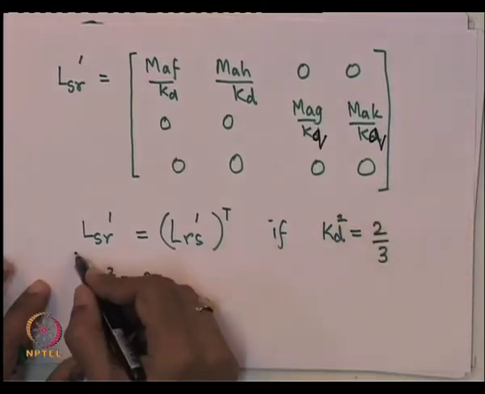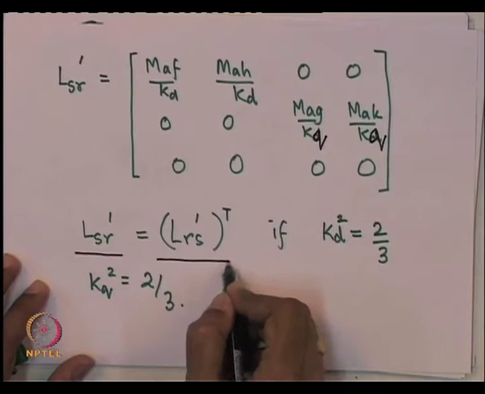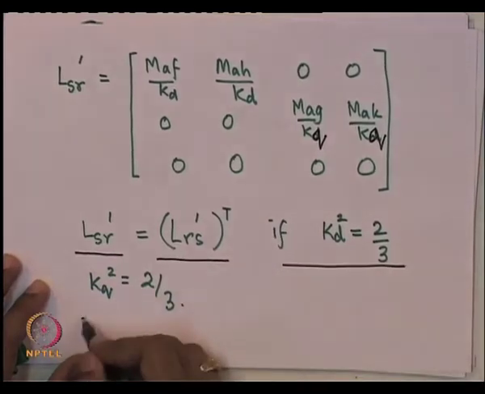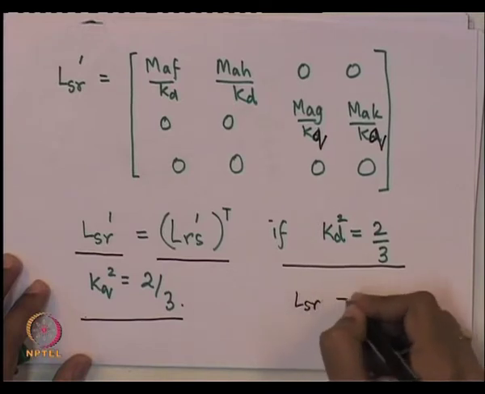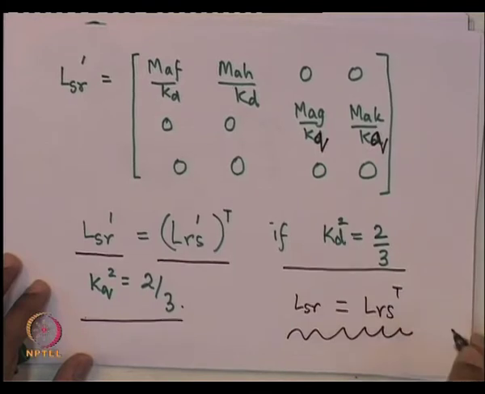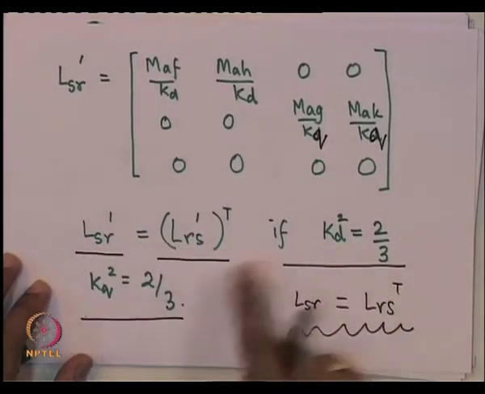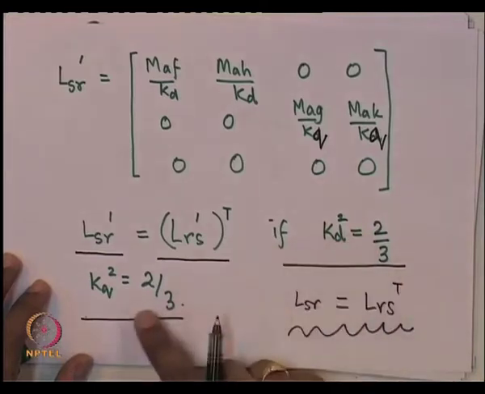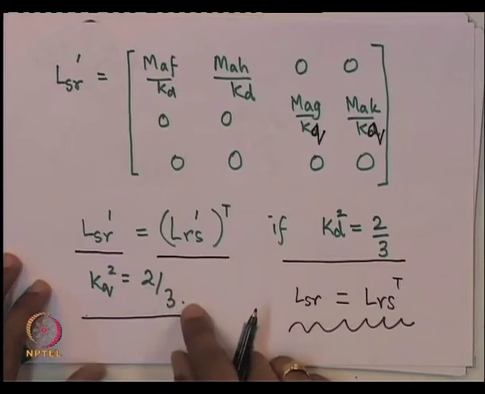Now, LSR dash is equal to LRS dash only if this is true. So, it is not true in general. Remember LSR was equal to LRS transpose, but this is true only if we choose KD and KQ such that they satisfy this relationship: KD square is 2 by 3 and KQ square is also 2 by 3.